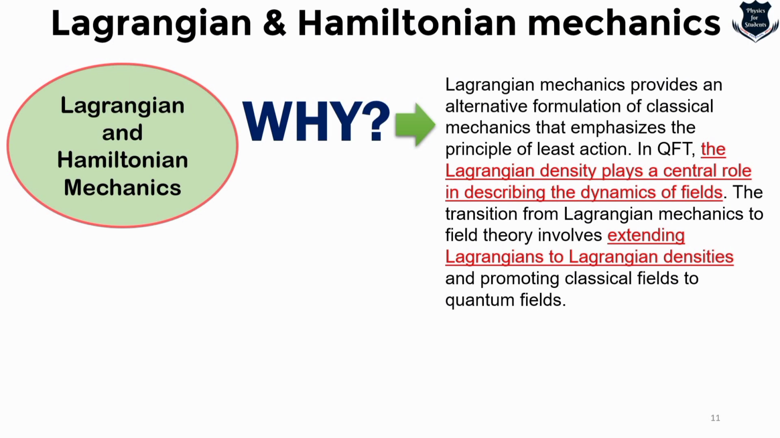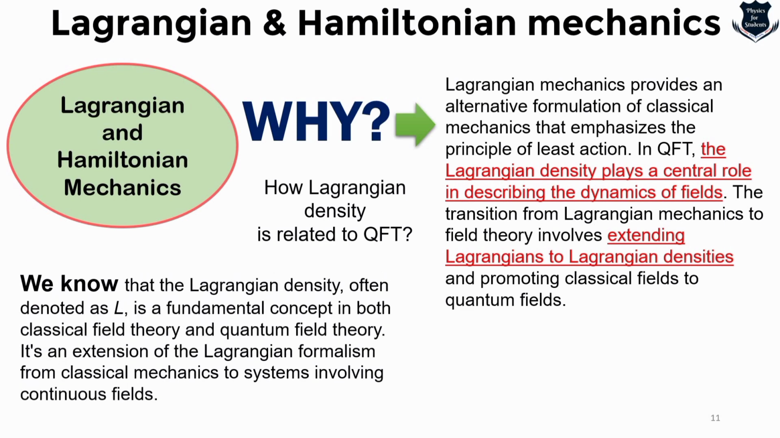You see, I have underlined that in red: the transition from Lagrangian mechanics, which deals with particles, to field theory actually involves extending Lagrangians to Lagrangian densities. Now the question is how Lagrangian density is related to quantum field theory. So one part is clear, that Lagrangian mechanics, instead of particles, is now being extended to Lagrangian density, because it is all about fields which are spread over a wide area of space and time. The question arises how Lagrangian density will be related to quantum field theory. Okay, let me give you a very quick explanation so things will become much clearer.